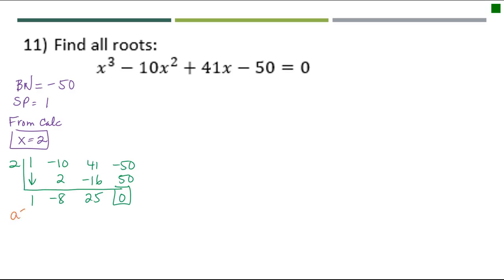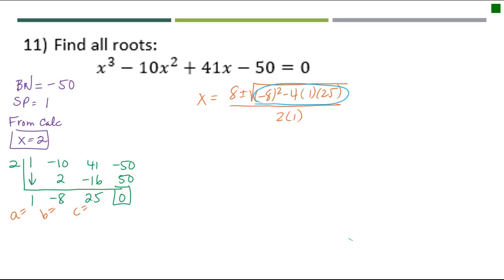Now I'm going to do quadratic formula with what I have here. These are my a, b, and c values. So I would have negative b is positive 8. And then I would have negative 8 squared minus 4 times 1 times 25. Everything is over 2a, which is 1. So now I need to simplify what's under the radical. So if you put that into your calculator, you're going to get negative 36. So what I have now is 8 plus or minus the square root of negative 36 over 2.